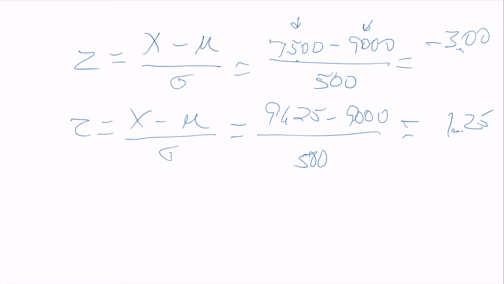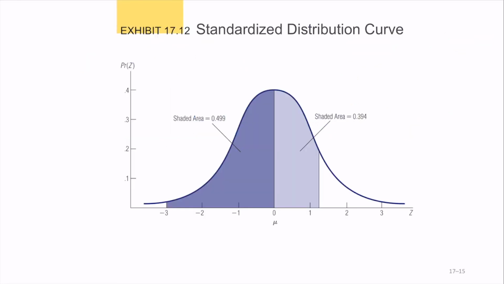And then, as they said here, you can use the table in the appendix, or you can use the figure, and you find that the z-score, when it's negative 3.00, equals 0.499, and when it is 1.25, the area under the curve, or the probability, equals 0.394. So if we took a look at that, this is what we're looking at, 0.394, 0.499. So there's a greater possibility, and this is what it all boils down to, folks.